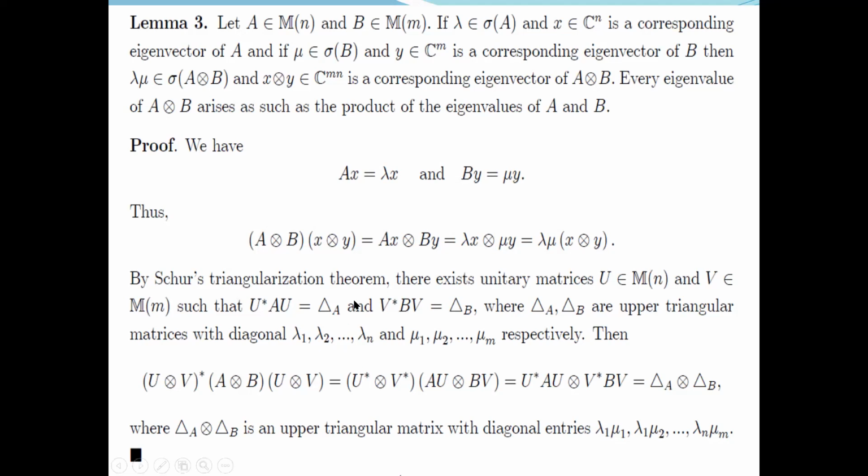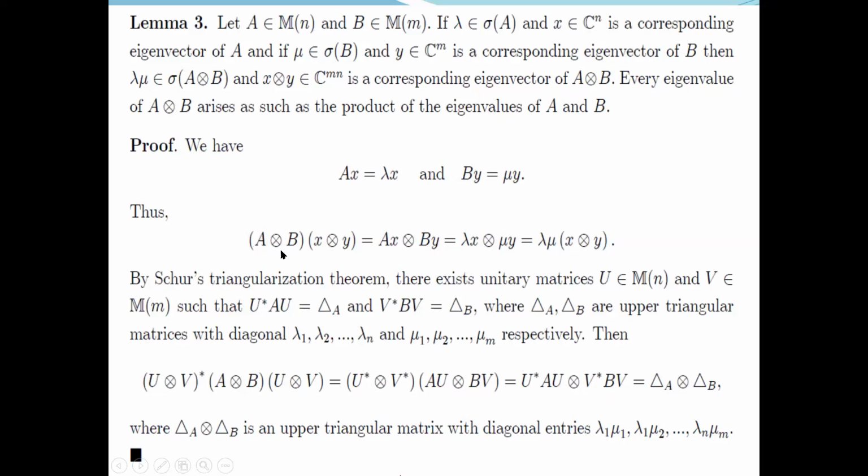And what is the proof? Since lambda is an eigenvalue of A, we take x to be an eigenvector, so we have this equation. Likewise, for B, if mu is an eigenvalue, we have this equation, By is equal to mu y. Now consider this, A tensor product B, x tensor product y.